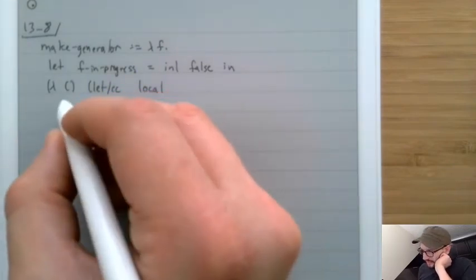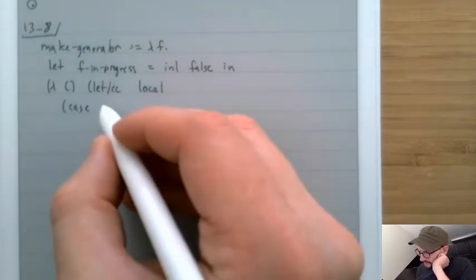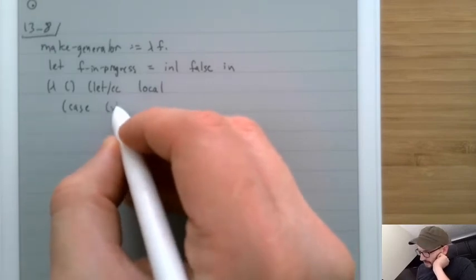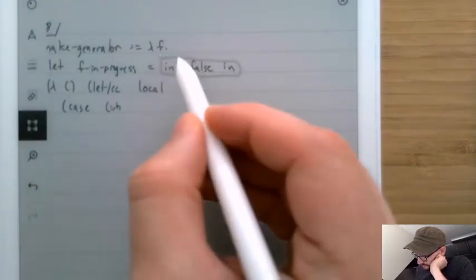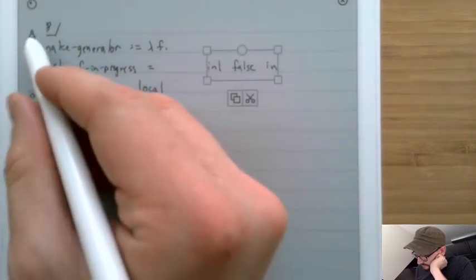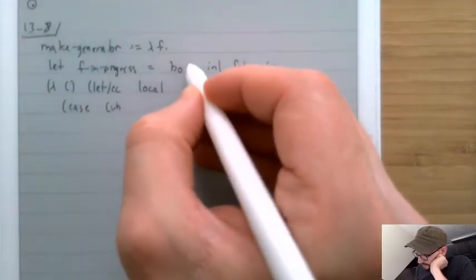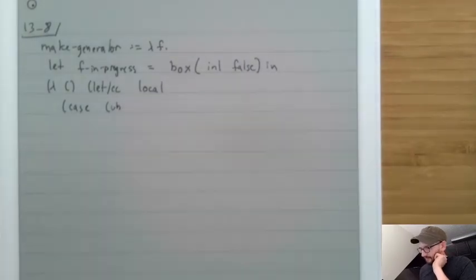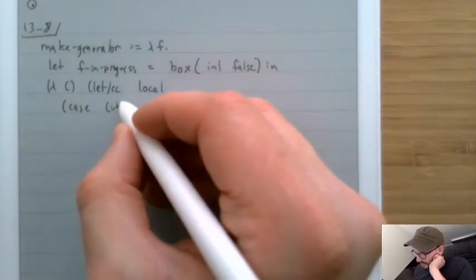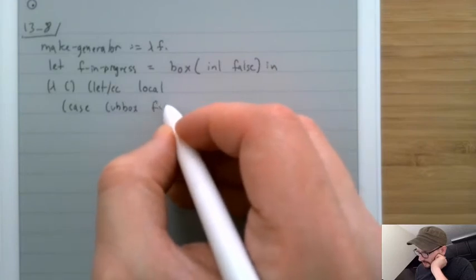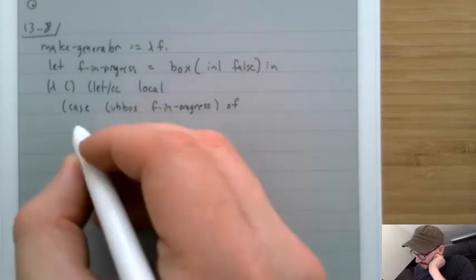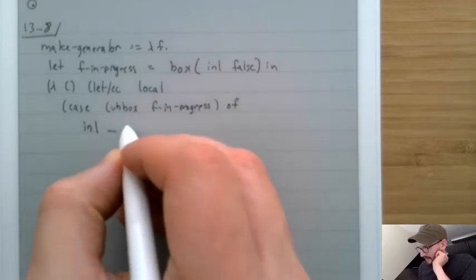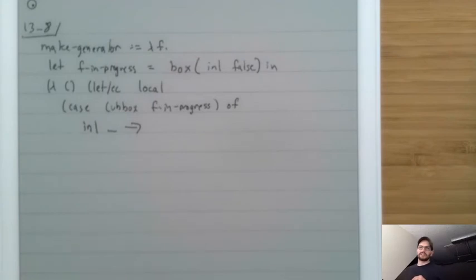And what we're going to do is a case on unboxing. Ooh, sorry, I forgot. This is going to be in a box, so let me adjust that. So this is in a box. Okay, so we're going to box that. So we're going to do an unbox of f in progress. Now if we got an inLeft, then that means that this is the first time that it's called.